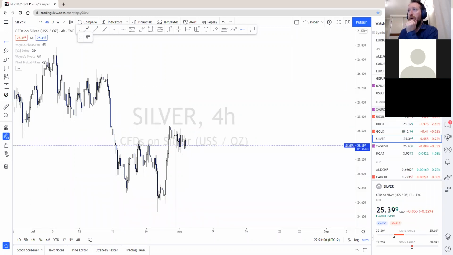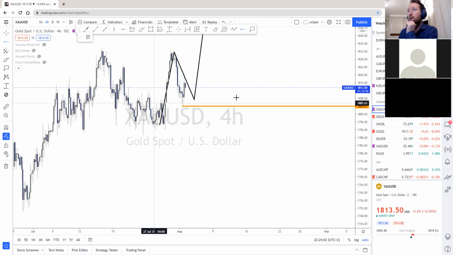So yeah, gold. Anything to say about gold is that 1084 was the entry. Put stop loss to break even at the moment and let it ride. Anything else other than that?